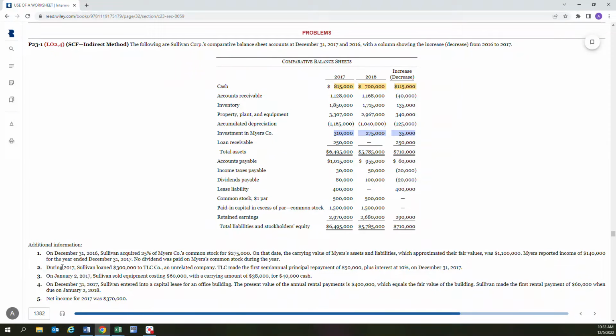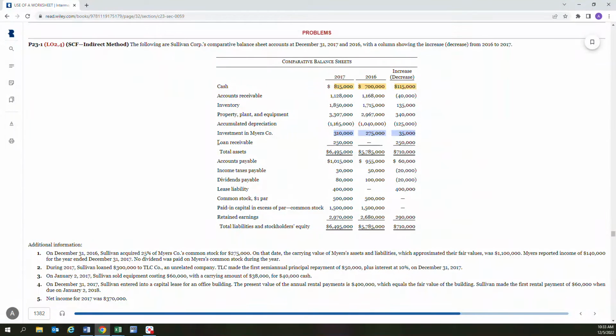All right, second item. During 2017, Sullivan loaned $300,000 to TLC Company, which is an unrelated company. TLC made the first semi-annual principal repayment of $50,000 plus interest at 10% on December 31st. Okay, so let's deal with the first part. Of course, this has a cash flow implication, right? So let's create that account. We should have an account for the loan somewhere here.